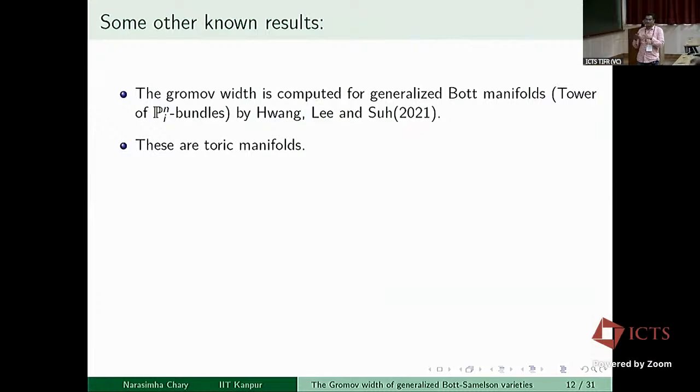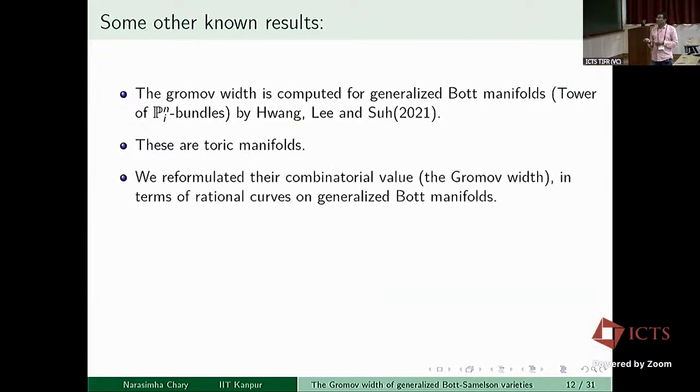These are given by towers of P1s. The towers of P1s are called Bott manifolds. If you take any projective space as a fiber, then this is called generalized Bott manifolds. The other one we also reformulated, because this is purely the combinatorics of the polytope associated to these toric varieties. But we somehow realized that the number is not something else, you can realize it from some particular kind of rational curves on your manifold.